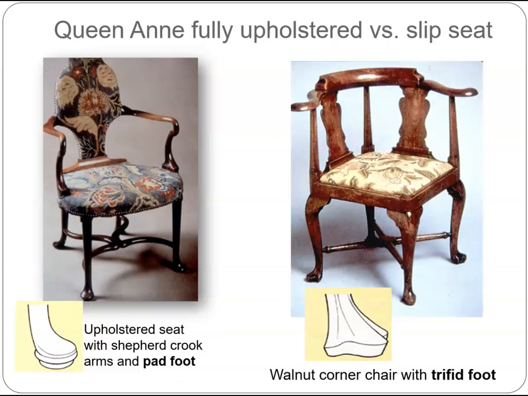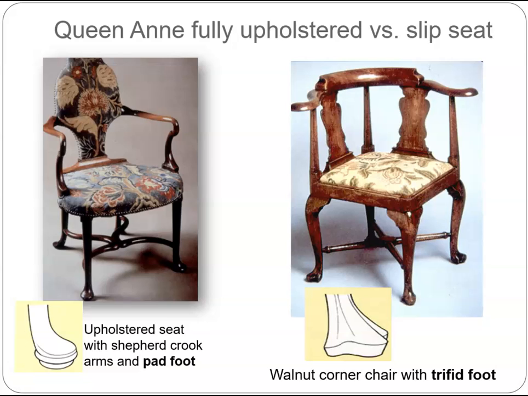Here are two Queen Anne upholstered armchairs. The one on the left has an upholstered back splat and seat. It also has a shepherd crook arm and a pad foot. The one on the right is a corner chair with a trifid foot, and both are made out of walnut.